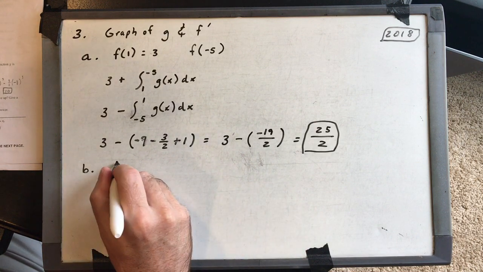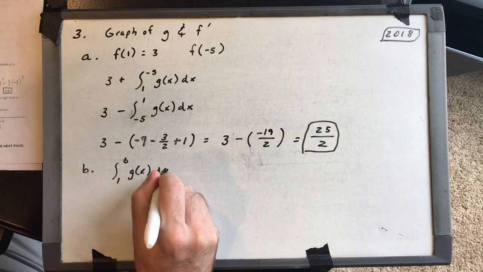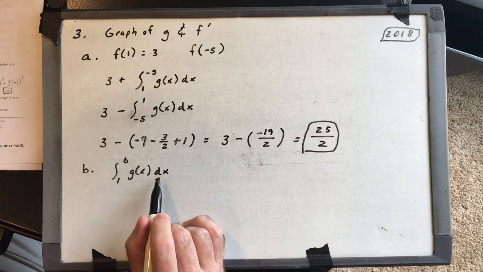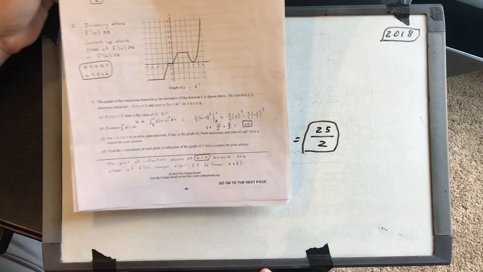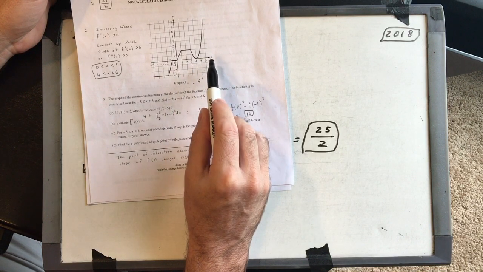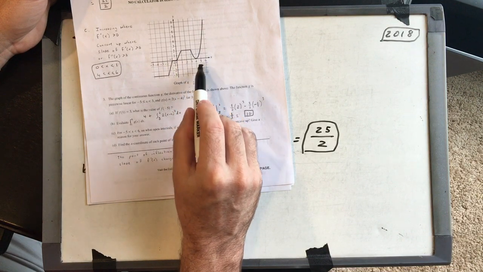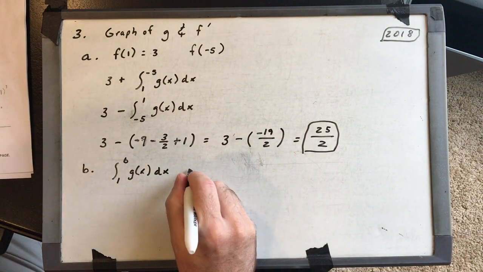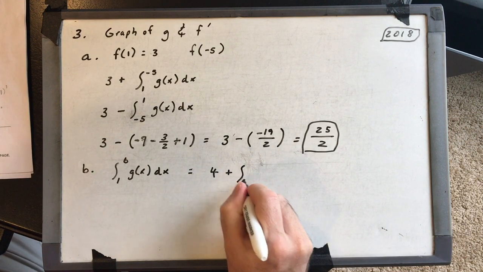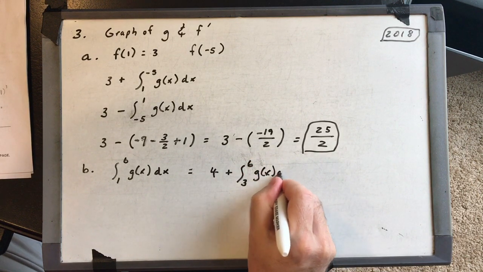Part B says evaluate the integral from 1 to 6 of g of x dx. This doesn't have anything to do with f of x. We're just looking at the graph of g. So we need to get the area under the curve from 1 to 6. From 1 to 3, it's easy. It's just a square, a 2 by 2 square. So that's going to be 2 times 2 is 4. Plus, then we can integrate from 3 to 6, because that's a curve, of g of x dx.